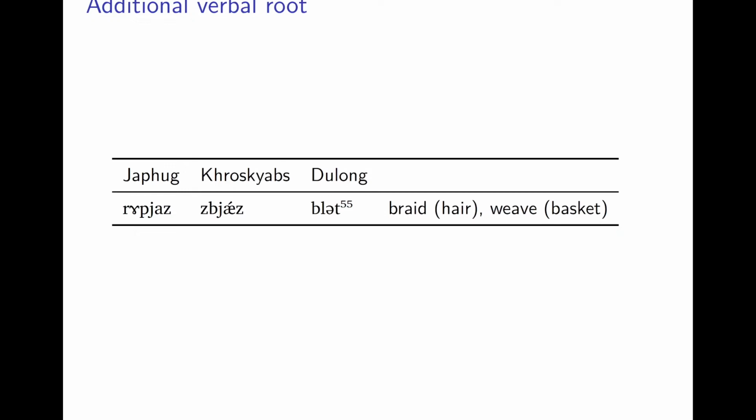So there is also another root that's not found in Chinese, but found, for instance, in Bulong, a word for weaving baskets. So not really weaving cloth, but weaving baskets, which involves a slightly different process. But we use the same word in English, although other languages may not. So for instance, in Chinese, we also have a different verb, bian, as opposed to zhi.